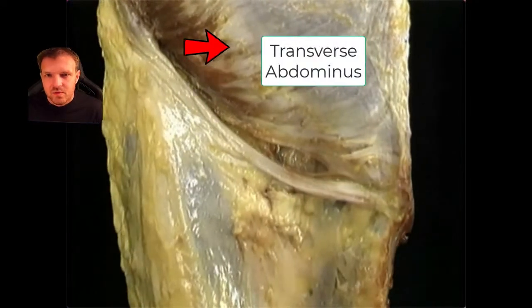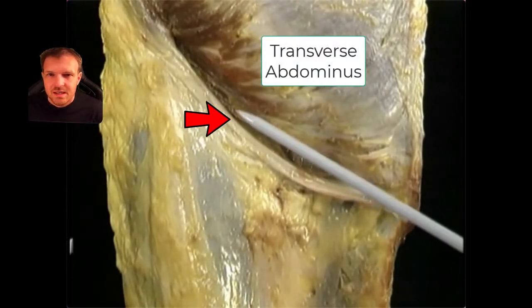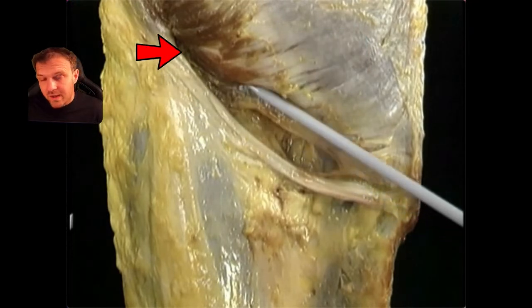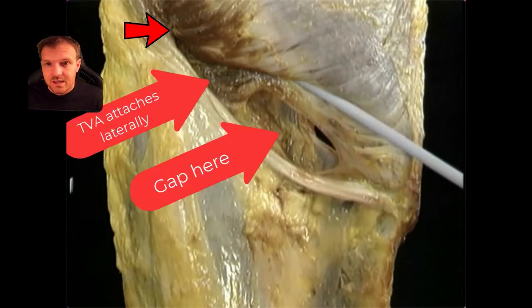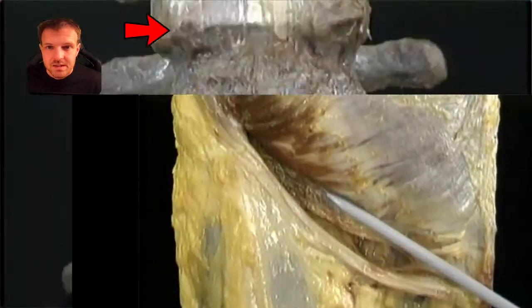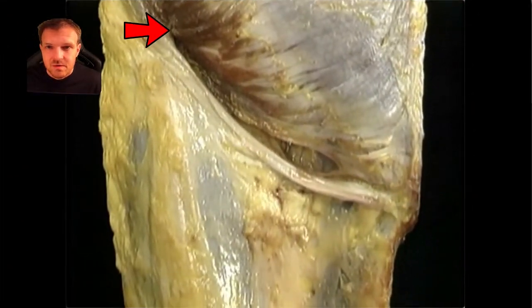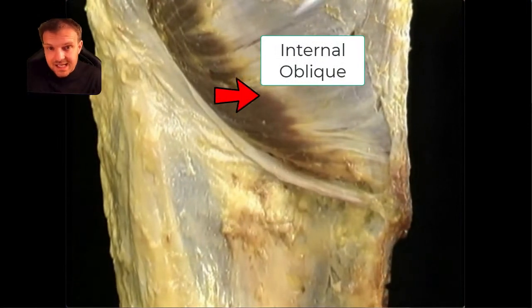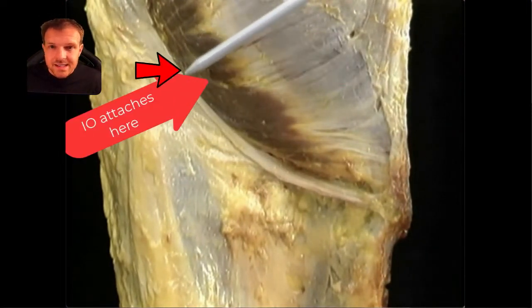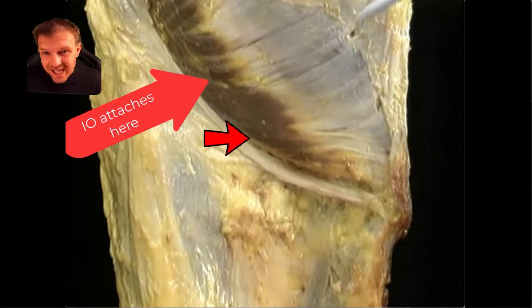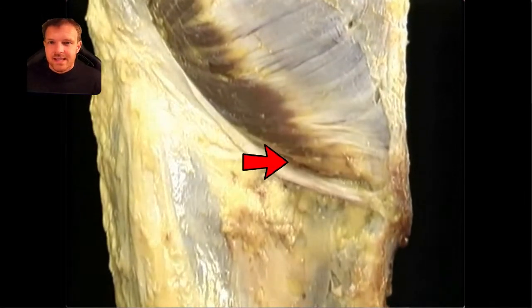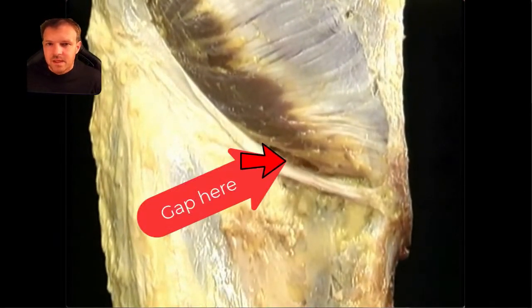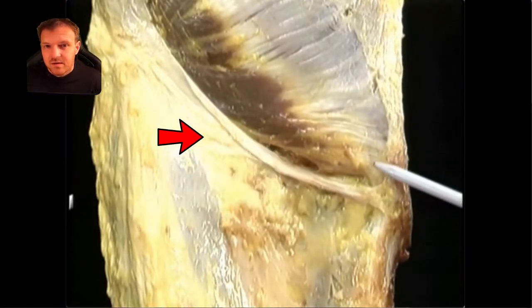So this is what I was saying before. There's your transverse abdominis attaching all the way along that first bit of the inguinal ligament, and then there's a gap. And then there's your internal oblique. So this is the next layer. It attaches all the way along there, but a little bit further down. And then there's a gap, and you can see the gap just there.